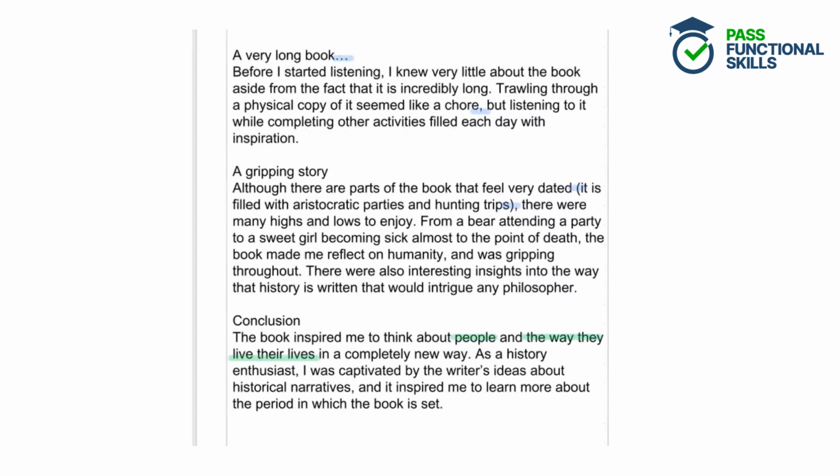Now let's think about the spelling. The spelling is correct throughout this answer, and it includes some words that are more difficult to spell. So for example, we have the word incredibly, we've got trawling, we've got physical, and we've got listening. So try to include some longer words in your answer if you know how to spell them.